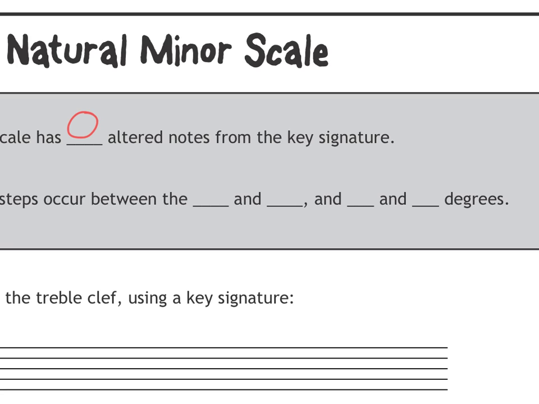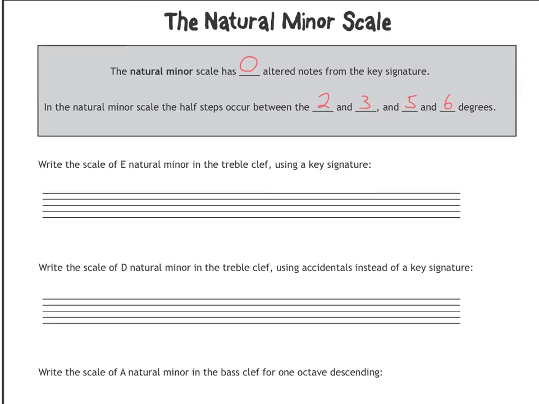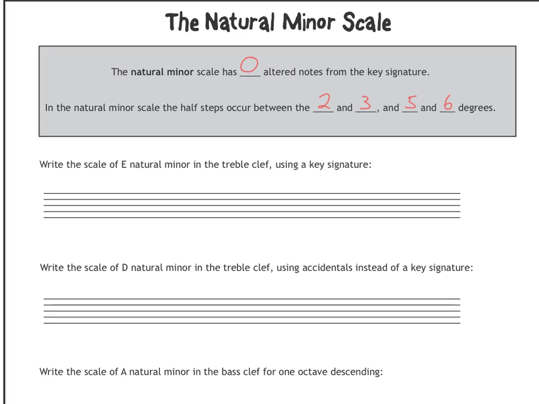In the natural minor scale, your half steps occur between 2 and 3, and 5 and 6. And you'll see the relationship and how that works with the major scale as well later on. So it says, write the scale of E natural minor in the treble clef using a key signature. So a few things you have to watch out for. Make sure that you're doing the E natural minor, you're using the treble clef, and using a key signature. 3 things that have to happen.